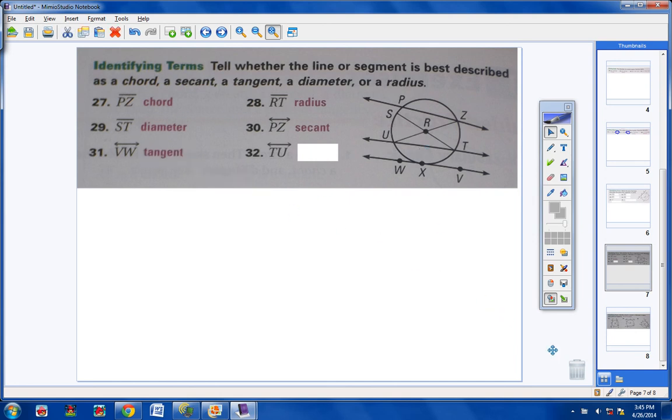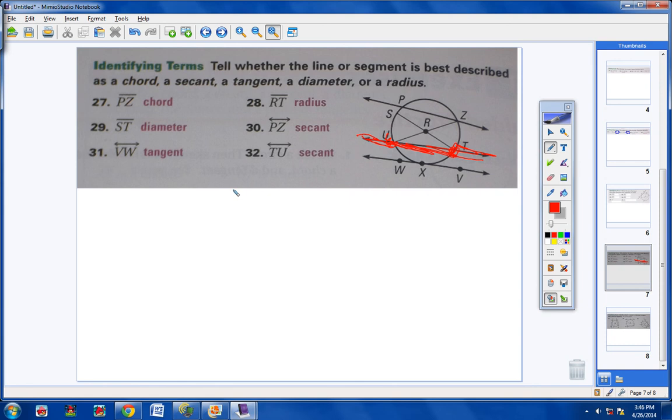So VW is going to be tangent. Okay. Now let's look at line TU. That should be another secant line. Yep, sure is. TU, because it doesn't say segment. It says line TU. So that's a line that goes through the entire circle and intersects it in two places. So we call that a secant line.